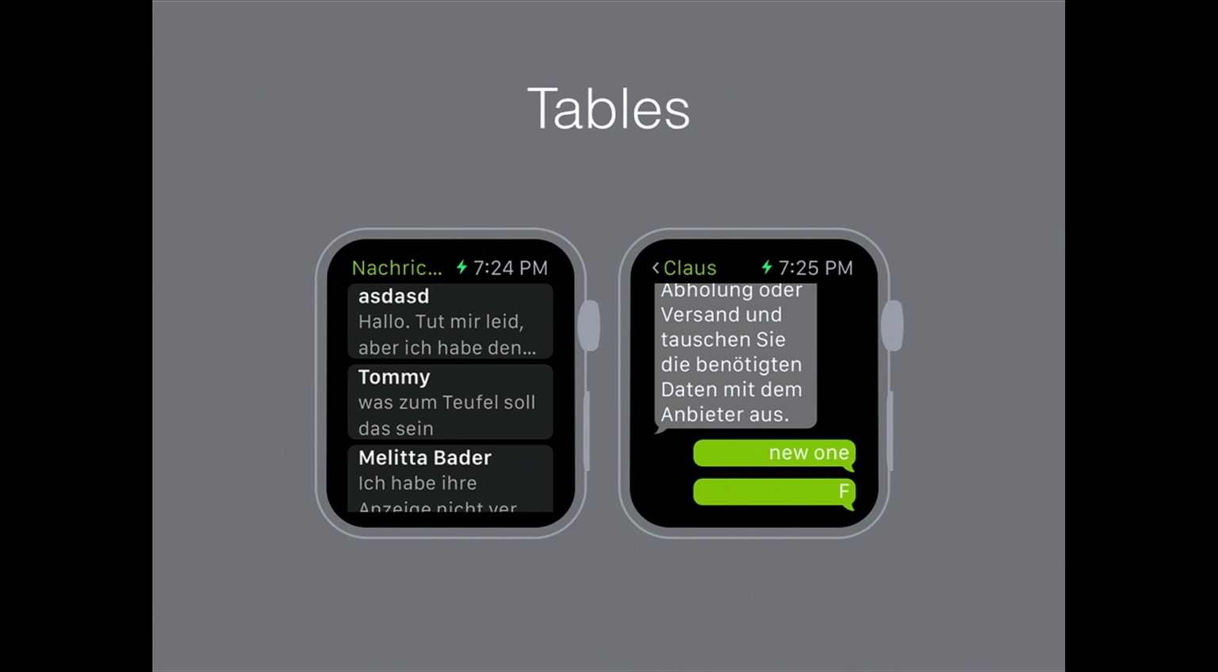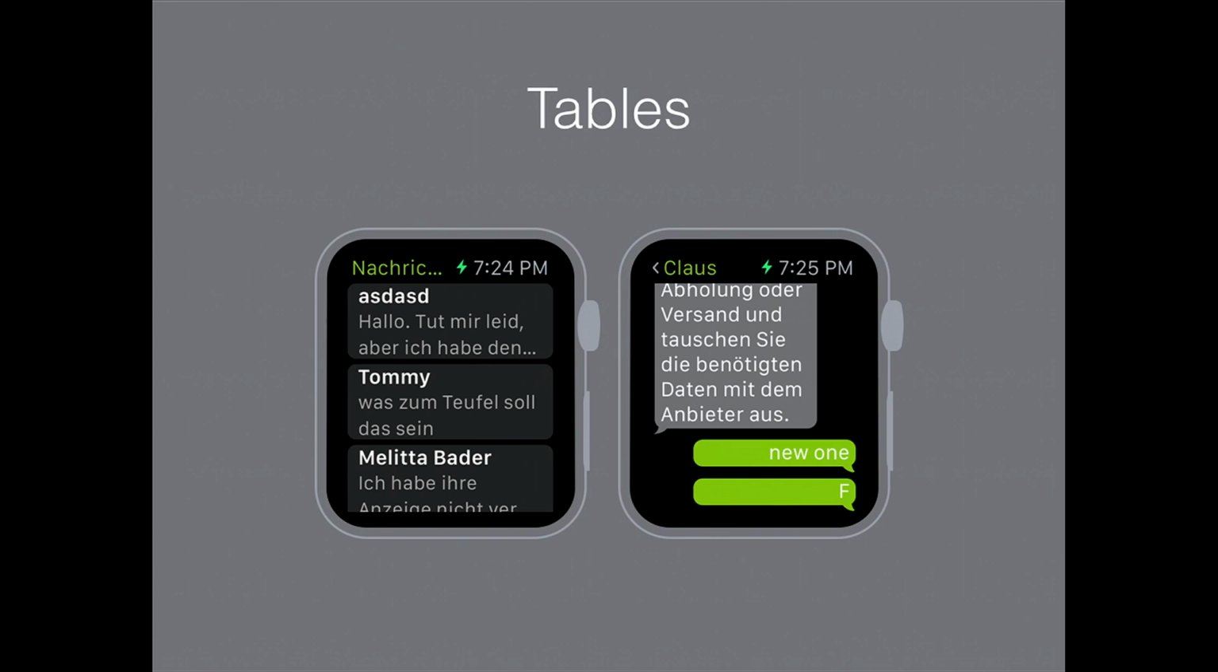Another way to show dynamic data are tables. Basically, tables have a dynamic number of items. And this is what we do here in the Kleinanzeigen app with the conversation. On the left, you have the conversation. You tap an item, and you come to a detailed screen, which shows the messages.